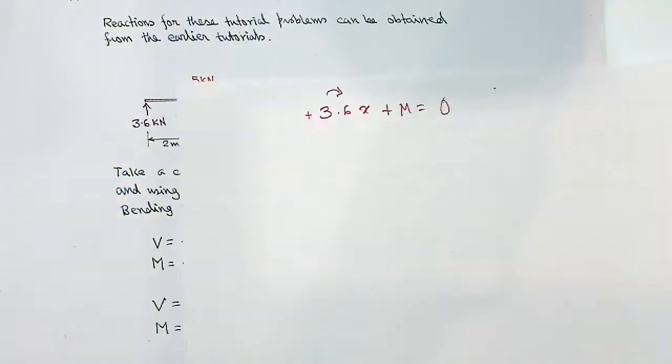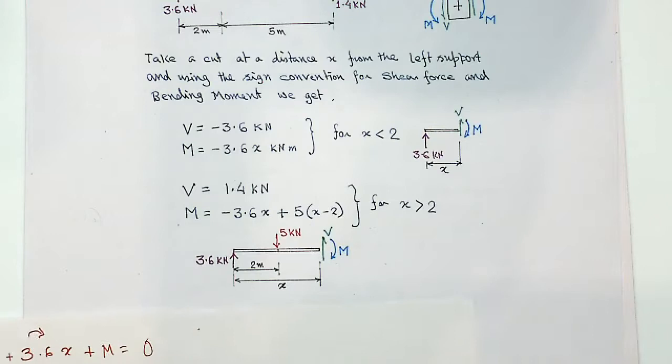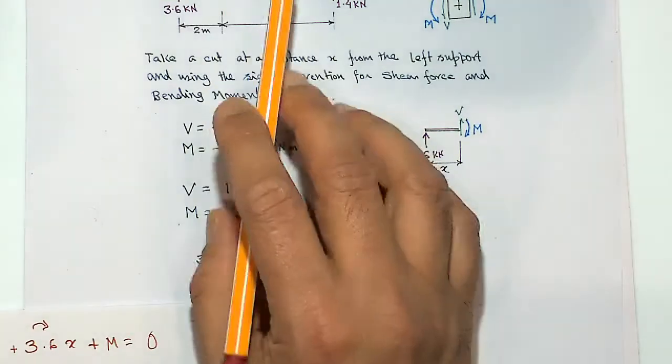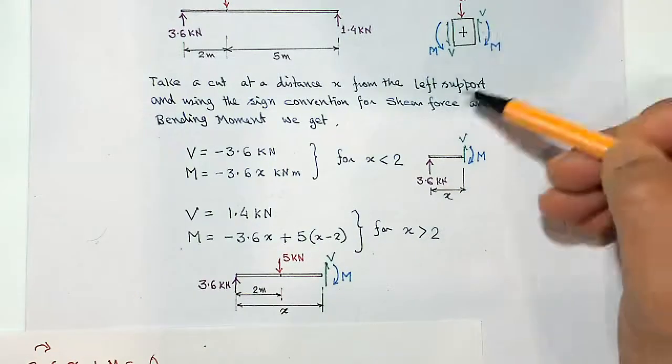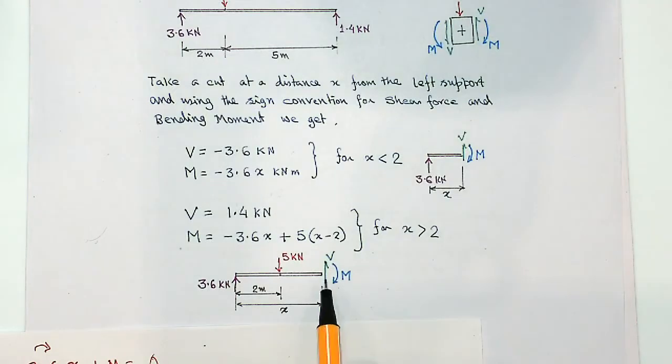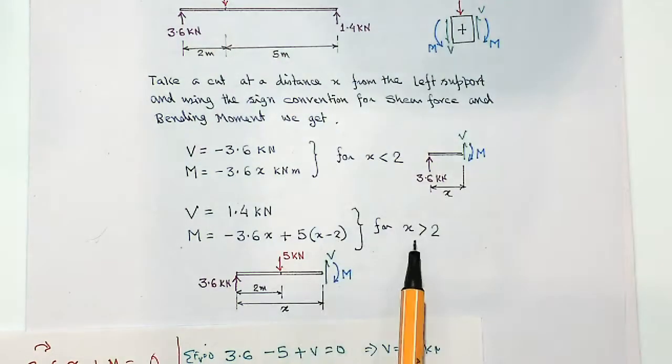Now if I take a section where x is greater than 2, I have a section like this. Again, wherever I take a section, I put V upward, which is a positive sign on the right hand side, and M in the clockwise direction. So what is the shear force? V is upward and 3.6 is upward, so 3.6 minus 5 plus V equal to 0. That's the summation of vertical forces, keeping upward forces positive, equal to 0. That gives V equal to 1.4 kilonewton. So that's the shear force at any section x greater than 2. What about the moment?